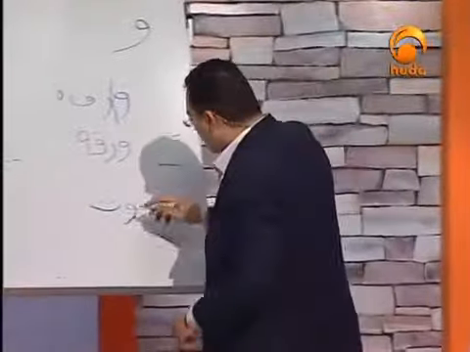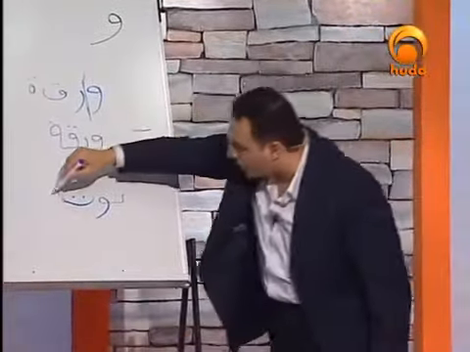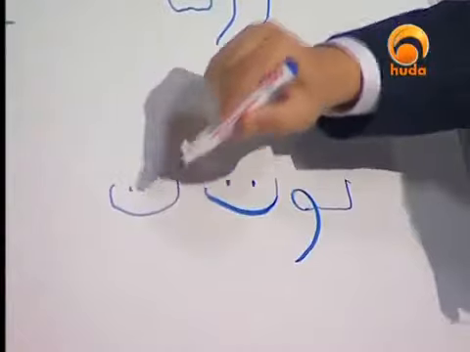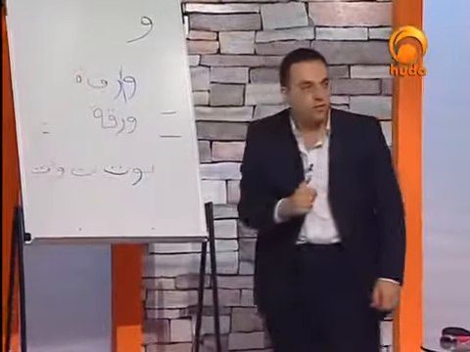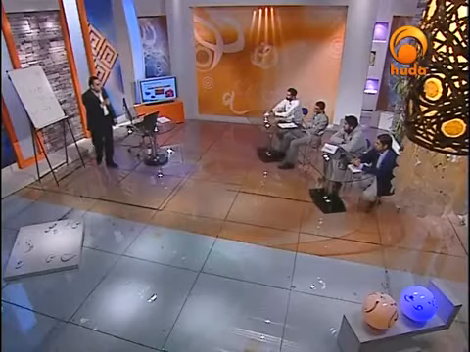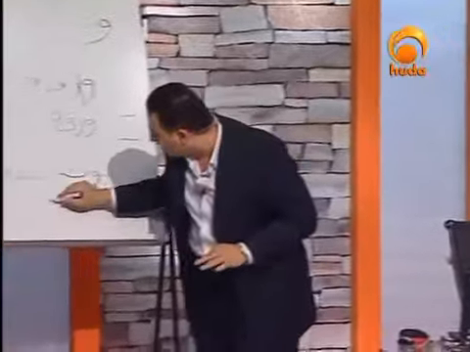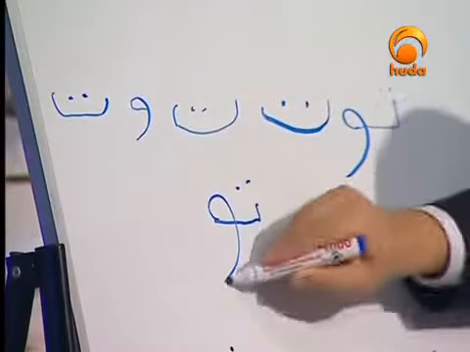Let me just give you one example here. It's the word "toot." I will write it again. Here we have ta, here we have waw, here we have another ta. You see that? If you just have a look at this, we have three letters in this word, and we combine ta with waw here in this way. Can you see that?